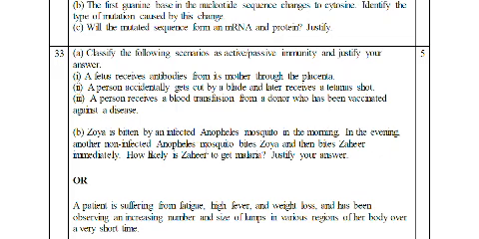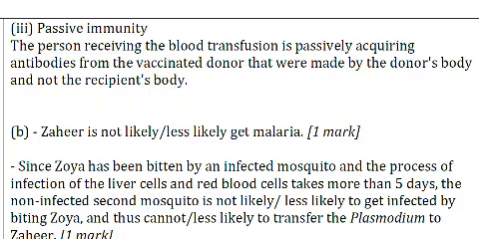Soya is bitten by an infected Anopheles mosquito in the morning. In the evening, another non-infected Anopheles mosquito bites Soya and then bites Sahir immediately. How likely is Sahir to get malaria? And justify your answer. So if an Anopheles mosquito bites, through the saliva into Soya, the sporozoite form will be going into their body. But it takes some days for the infection to progress, and therefore immediately he will not catch the malarial disease.